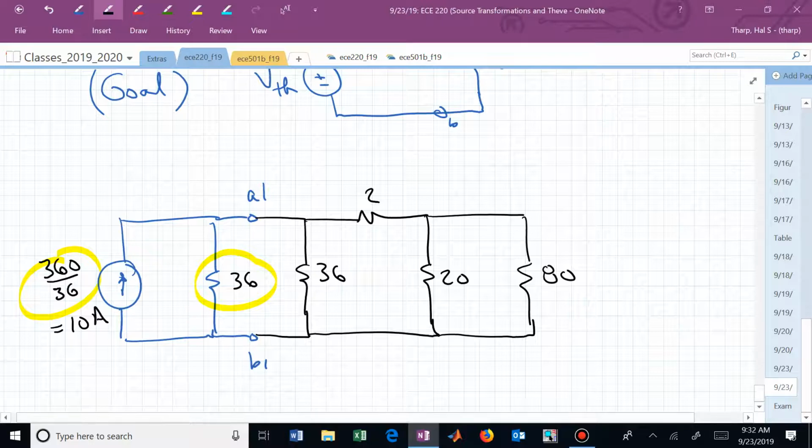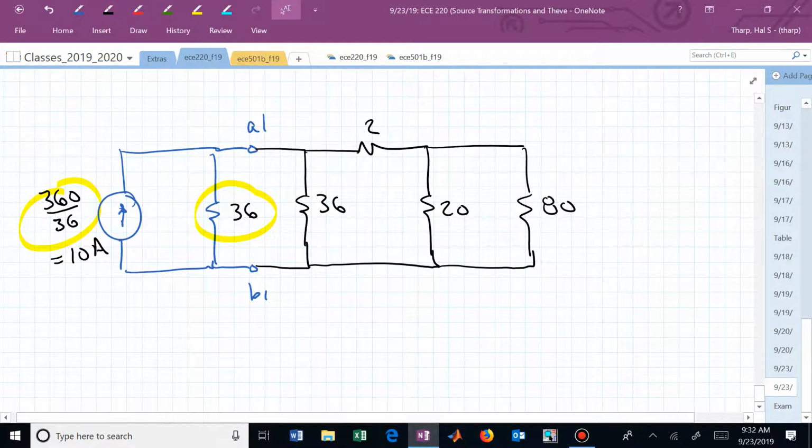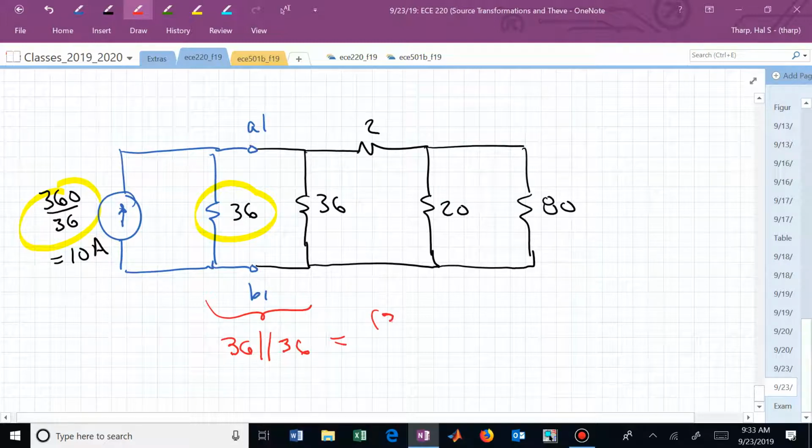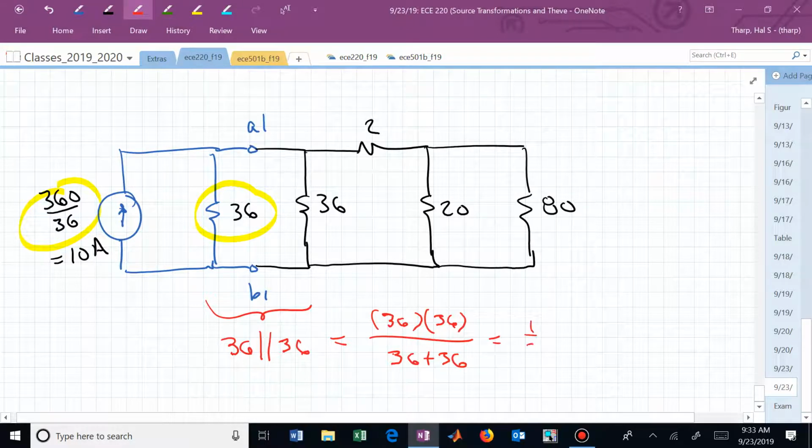Are we okay with what I've done so far? I've simply replaced that Thevenin source with its Norton equivalent. But now, here comes the fun part. You know how to combine those two resistors in parallel. What is 36 in parallel with 36? Isn't that, in formula terms, but we have a lot of 36s there, don't we? Isn't that just 1/2 of 36, or 18?